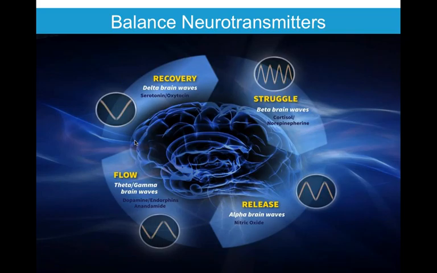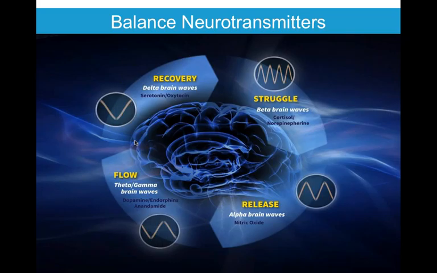All right. So if we're looking at this, we look at struggle. Struggle is when your brainwaves are at 16 cycles per second. And that's when your brain is really stressed, and you're getting more cortisol and norepinephrine released. Once you can make it through that initial struggle, that's when your brain actually gets a release.